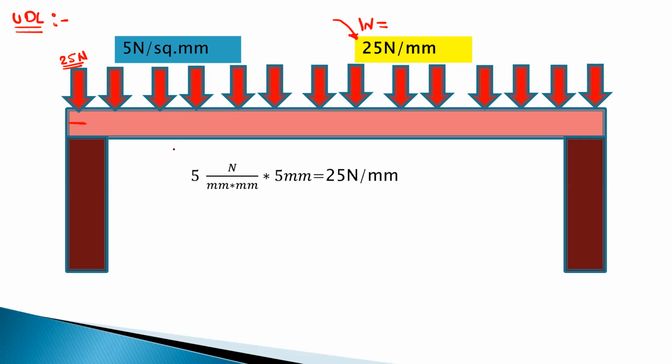Okay. Now consider this total span or total length of this beam. Let us take this as 5 meter. So this is the point A and this is the B. So beam AB has the length 5 meter. And the intensity of that UDL, that means uniformly distributed load, is equal to 25 Newton per millimeter. Okay. Then how to find out the equivalent point load?